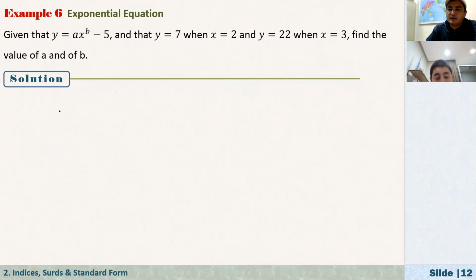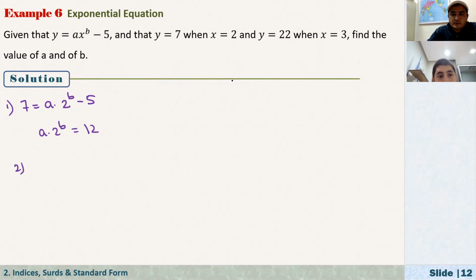Okay, Arat, now tell me, I will write. Just tell me what to write here. 7 is equal to a times 2 to the power of b, minus 5. Then minus 5 goes to the other side, it becomes 12. 12 is equal to a times 2 to the power of b.